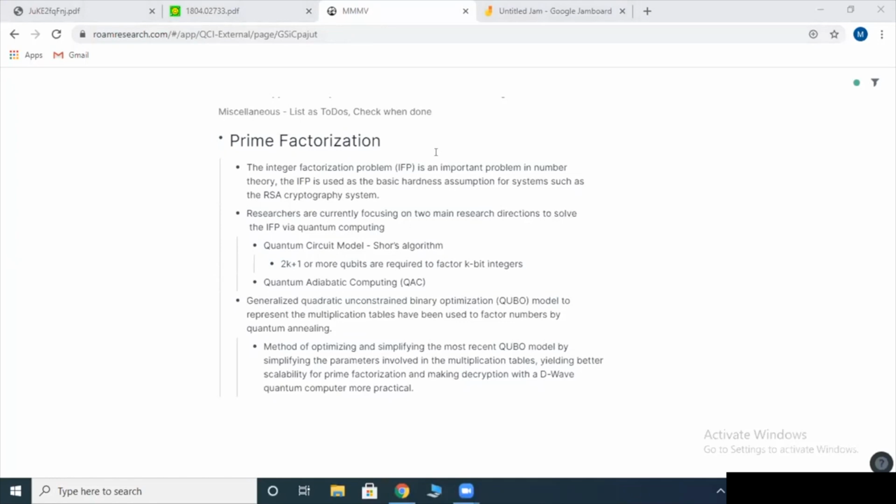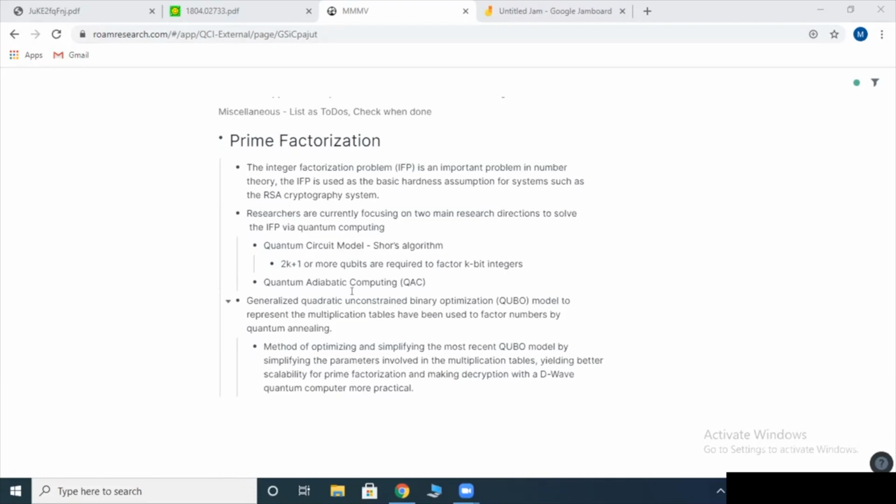As Sam has introduced, we are looking at the integer factorization problem and the different ways that have already been identified for factorizing. The one method that everybody is familiar with and talking about is Shor's algorithm. The other approach is definitely quantum annealing, which also comes under the category called quantum adiabatic computing.